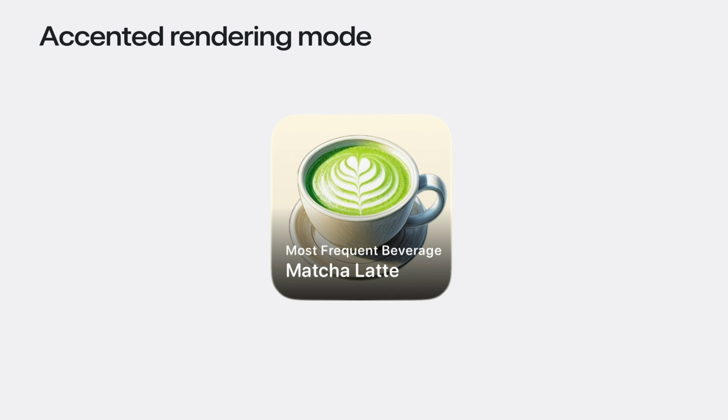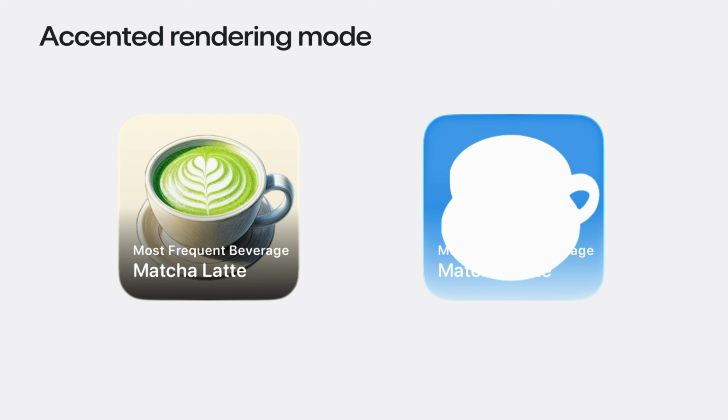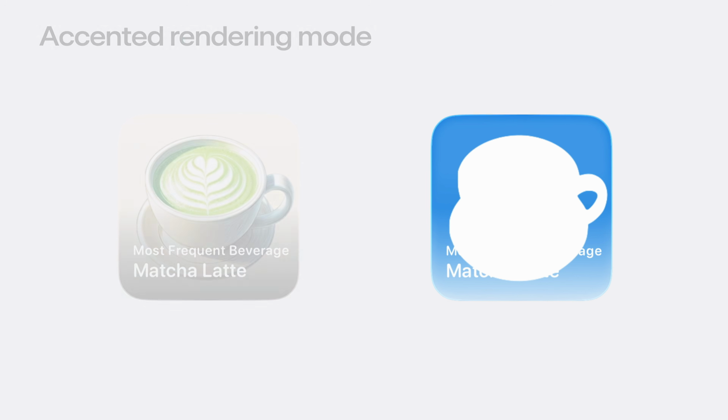When accented rendering is applied, all of the widget's content is tinted white. For opaque content, like my latte cup, it is all a single white color. Partially transparent content, like my gradient, is tinted white while maintaining its opacity. This is really not the look I'm going for. I can't make out the image anymore, and text is hard to read. I'll show you how I can update my widget to better handle accented rendering.